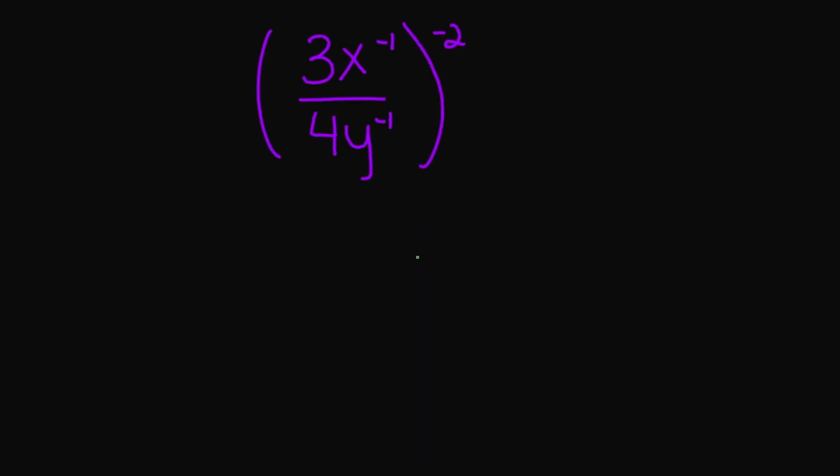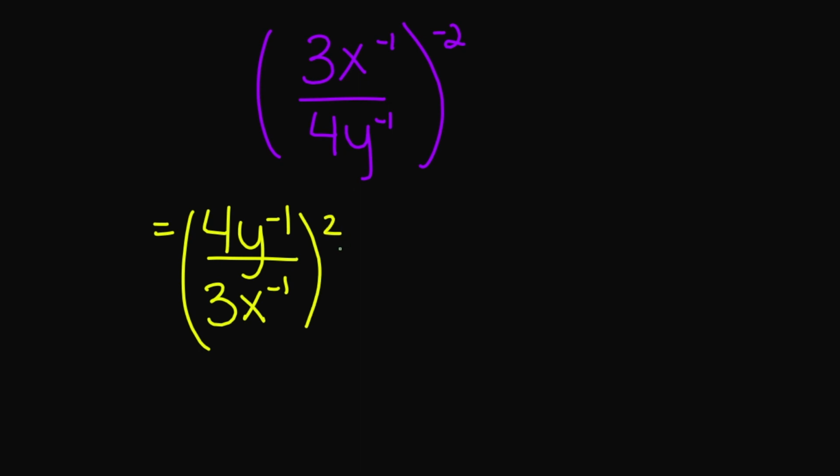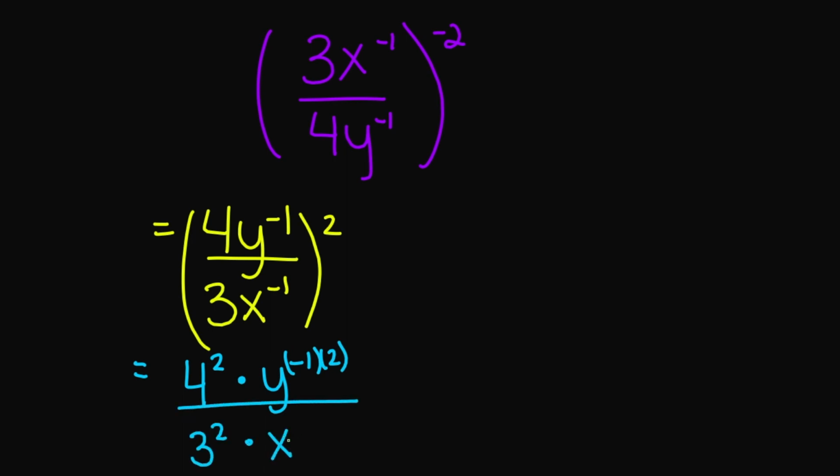So let's look at this example here. Notice that my entire expression is raised to the negative 2nd power. So if I need to make this positive, this is going to equal 4y to the negative 1 over 3x to the negative 1, raised to the 2nd power. And now I'm going to simplify. So this is going to equal 4 squared times y to the negative 1 times 2 over 3 squared times x to the negative 1 times 2.